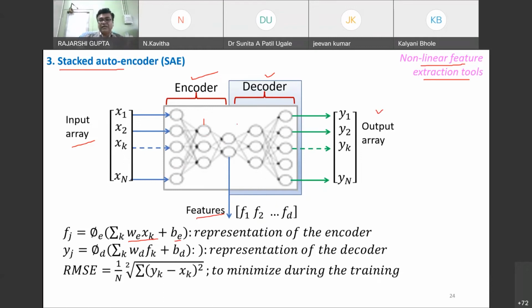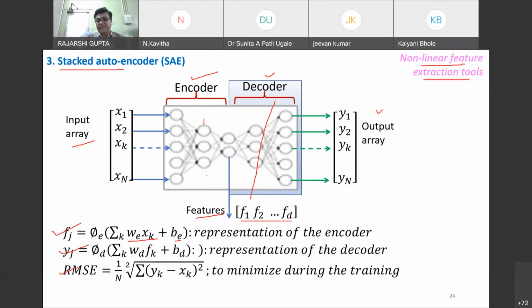So when the encoder is trained, the decoder has no function. For an unknown sample, we can simply apply the input and tap the features. These are the functional representations of the encoders and decoders, and this is the representation of MSE. In a stacked autoencoder, the basic unit is an autoencoder. When we cascade multiple autoencoders, one after the other, it is called a stacked autoencoder.